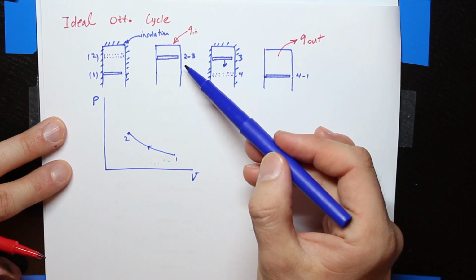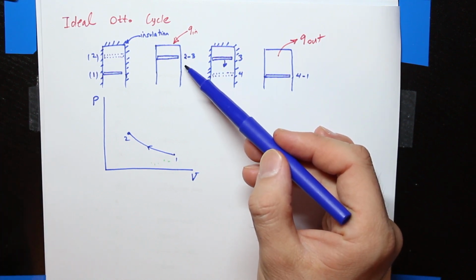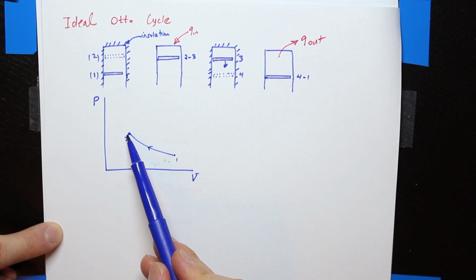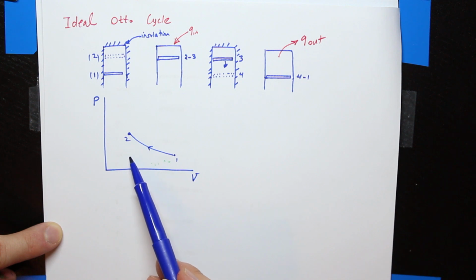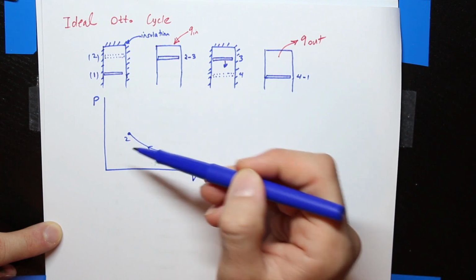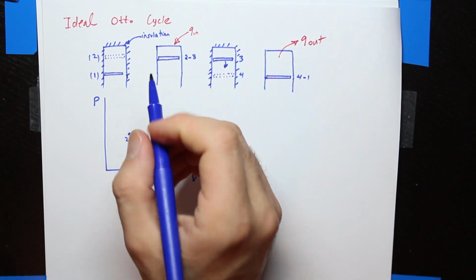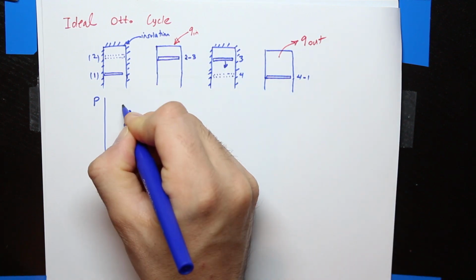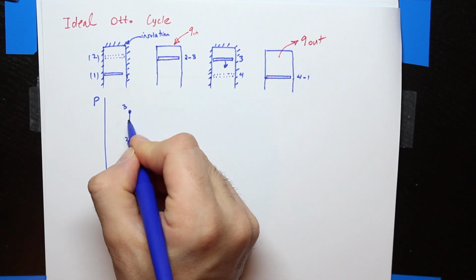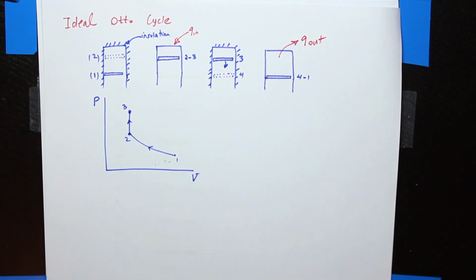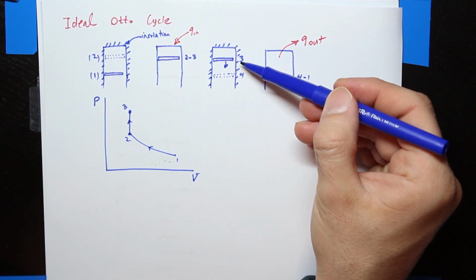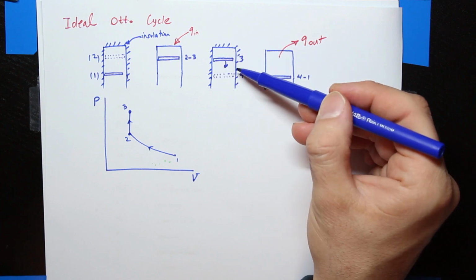Now, from 2 to 3, the volume doesn't change, so we should have a vertical line from 2 to 3. The question is whether point 3 is below point 2 or above point 2, because the vertical line can go upward or downward. Because we have a heat addition, the pressure is increasing. So my point 3 is above point 2, meaning that the pressure at point 3 is greater than the pressure at point 2. Now, from 3 to 4, the volume within the cylinder increases.